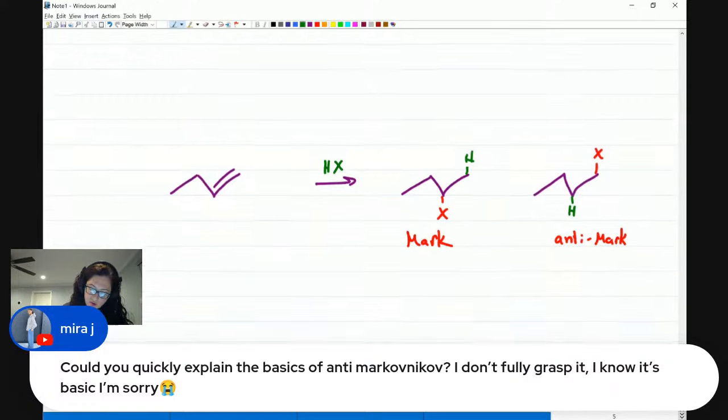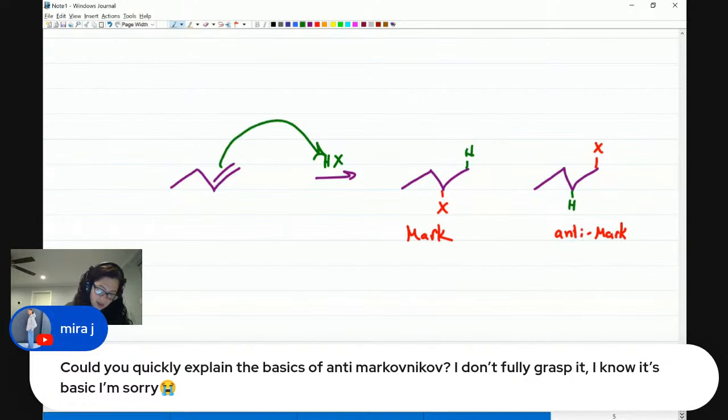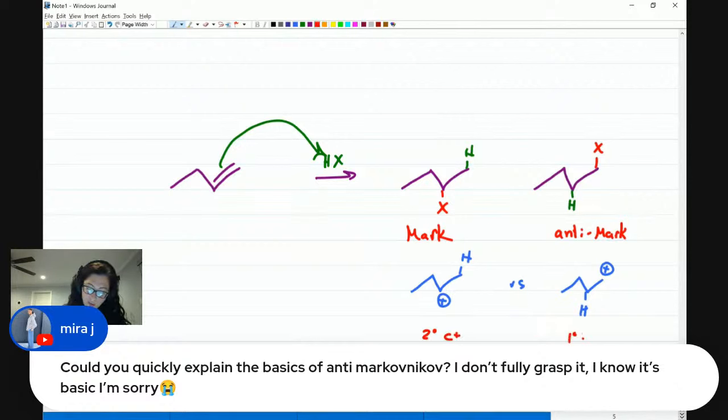When I first attack right there, what happens is I get an intermediate that could look like this with a carbocation here, or an intermediate that looks like this with a carbocation here. And this is what you're looking at. Because this right here is a secondary carbocation compared to a primary carbocation, the secondary carbocation is more stable. Therefore, it is more likely to form.